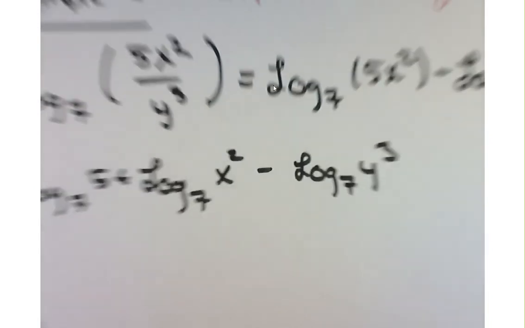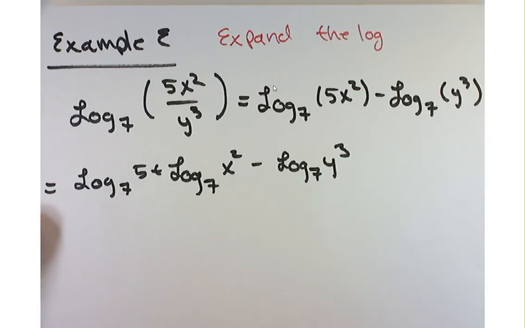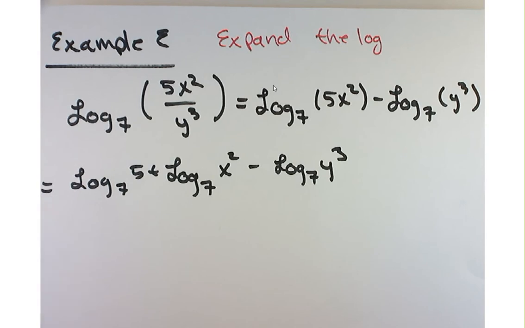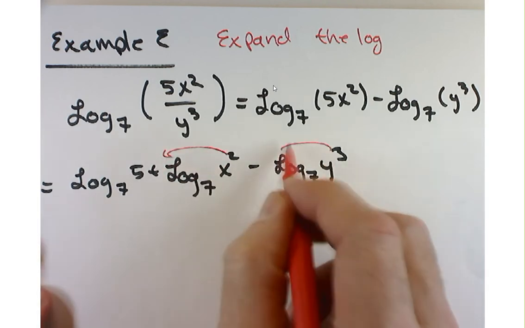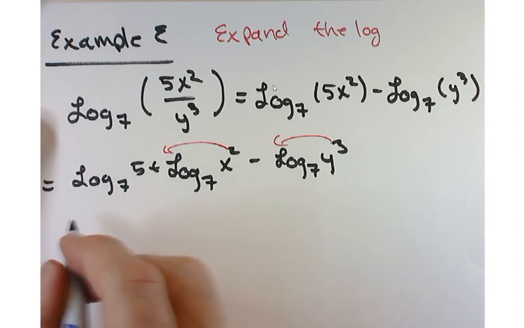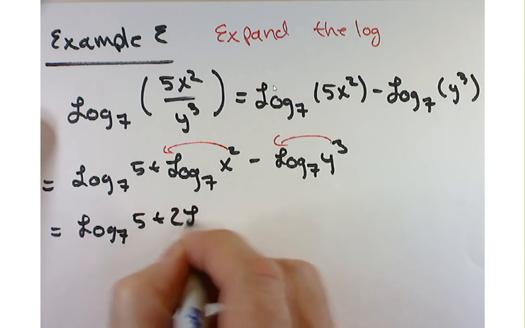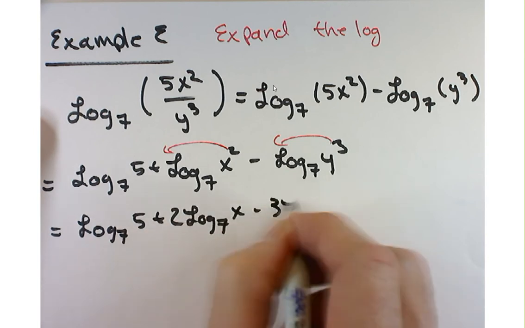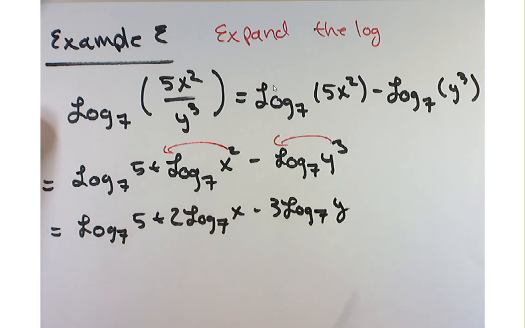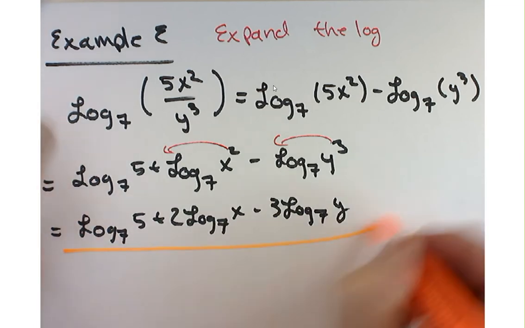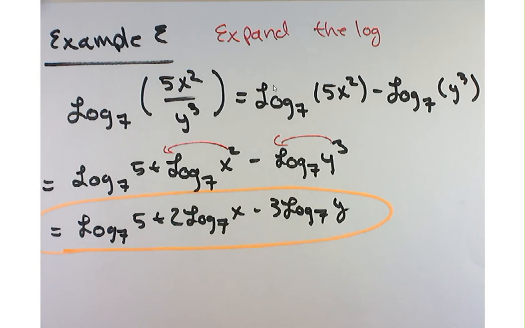There's still something else I can do here. I'm still not quite done with all my properties. Hattie? The exponents put them in front of the log. Yes, exactly. So these exponents come out in front of the logs. So that's log base 7 of 5 plus 2 log base 7 of x minus 3 log base 7 of y. Beautiful. And that's it. You're done. You want to keep using these properties until they no longer apply.